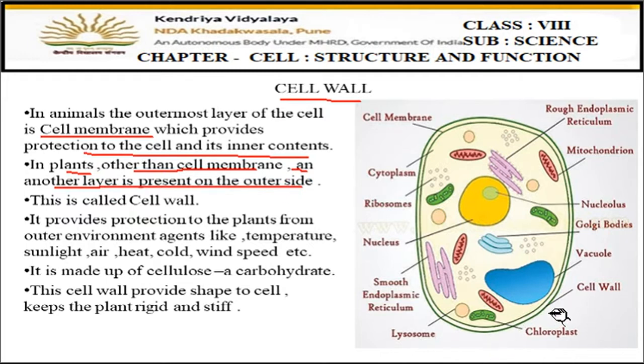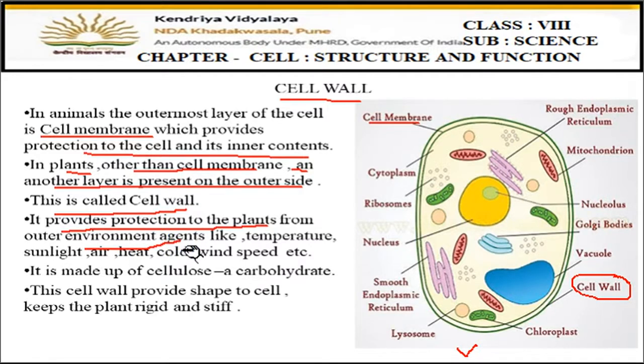Here in the diagram you can see that the innermost second layer is the cell membrane, and the outer layer is the cell wall. That means if a cell wall is present, this is a plant cell. So in plant cells, above the cell membrane one more layer is present which is called the cell wall. It provides protection to the plants. One function of the cell wall is to provide protection from environmental agents.